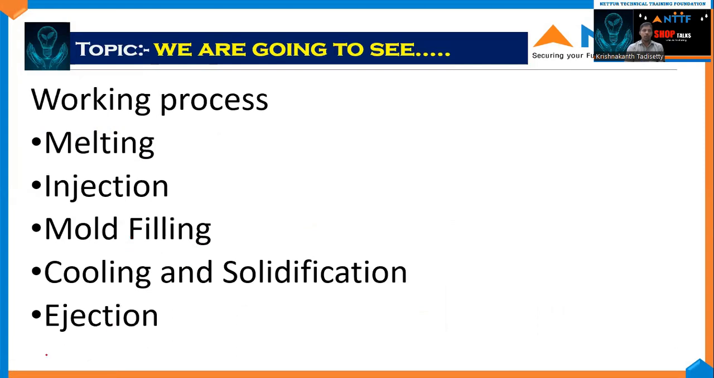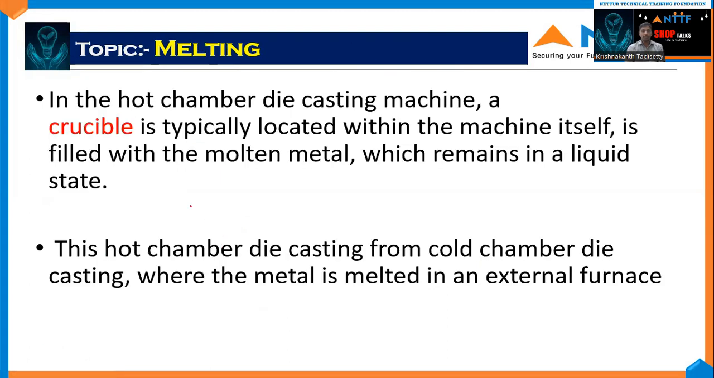Today we are going to know about the working process of this hot chamber molding process. Before going to know about the working process, let us see some keywords: melting, injection, mold filling, cooling and solidification, ejection. Let us move step by step and let us know briefly about these keywords. At first, let us see the melting.